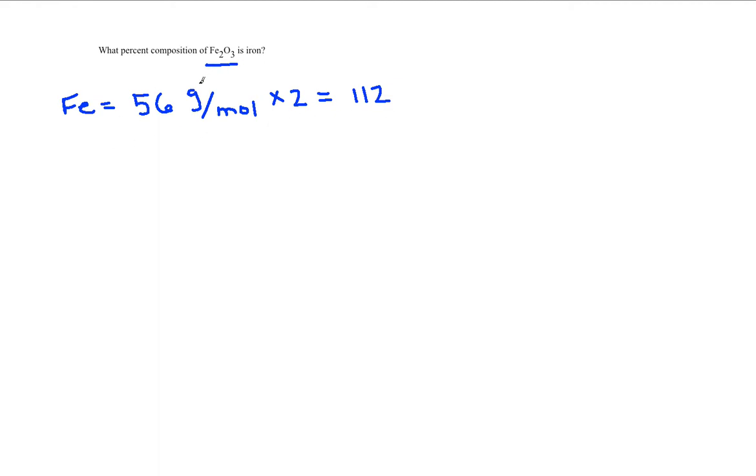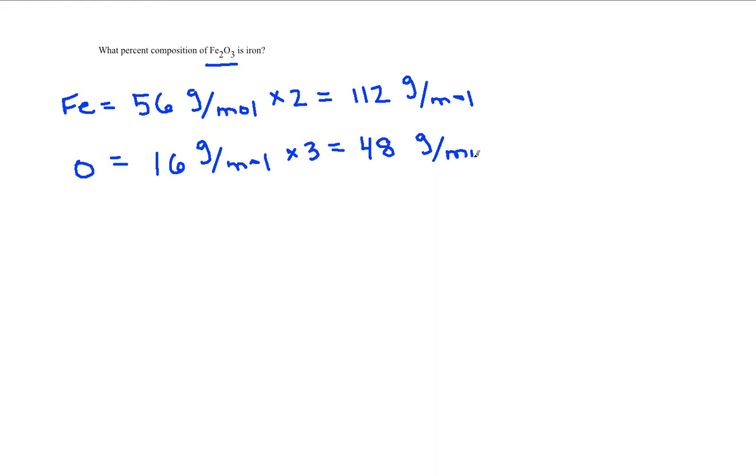Now for oxygen, I'm going to do the exact same thing, and what I find is that the atomic mass of oxygen is 16, and that's grams per mole again. Remember, in this problem, however, I have 3 oxygens, so I'm going to multiply this by 3. And so what you find for oxygen is that its atomic mass in this problem is 48. So while iron has 112 grams per mole, oxygen has 48 grams per mole.